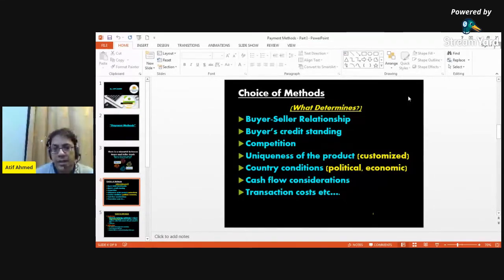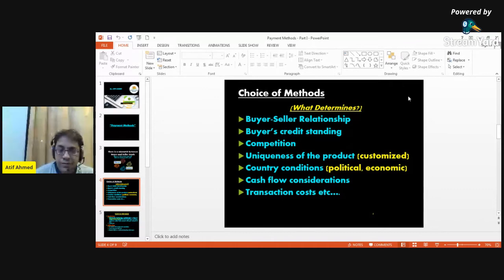If you see the buyer's credit rating is good, you can allow credit to them. Competition is there; you have to follow the competition. If your neighboring country is offering 60 days or 90 days credit for the same product, then definitely you have to do it in the same fashion. If you're making unique or customized products, then you can charge a premium and ask for advance payment, right?